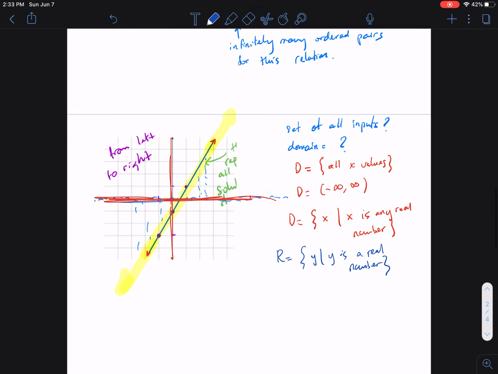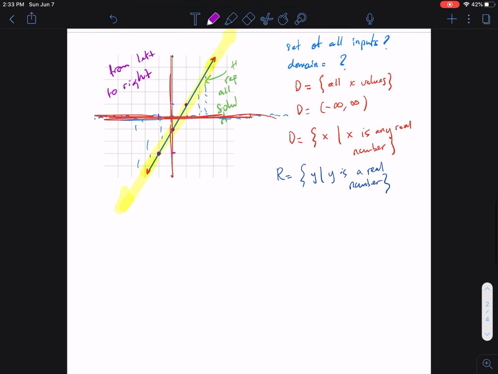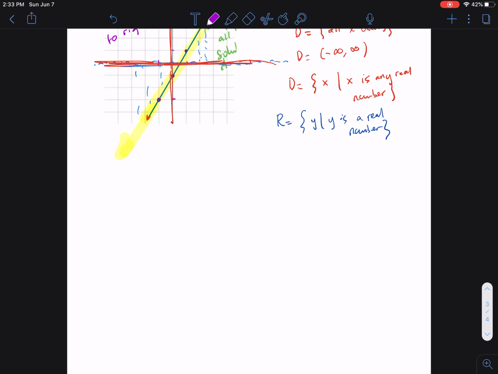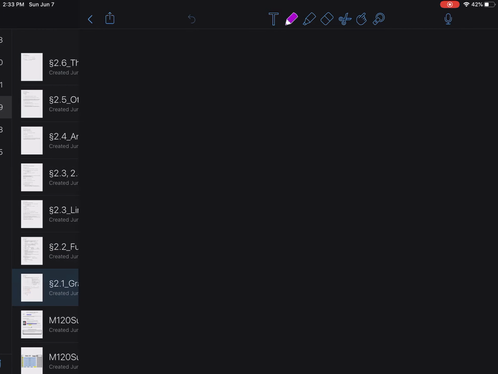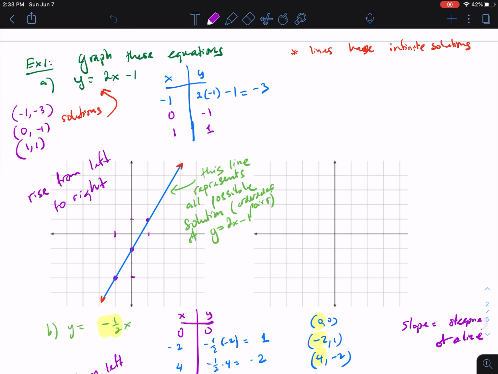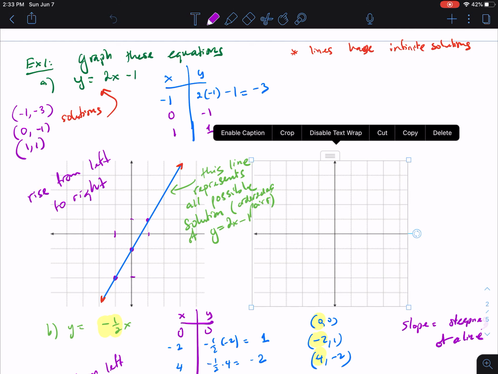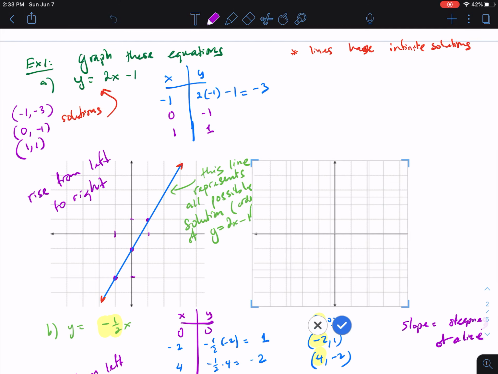Let's look at another example. Perhaps it will become clearer if we look at one more example. Given the graph, let's find the domain and range. Let's go ahead and do that. I'm going to copy a graph from the previous one real quick.